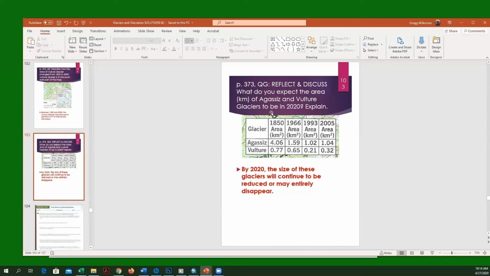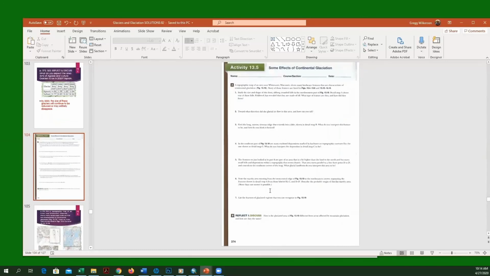Do you expect the area, what do you expect it to be in 2020? Well, you could be rigorous about it, I suppose, and plot it out on a graph and project it like we did in the earlier exercise, but I don't see a great value in that. So I will accept the answer of this generalization that, well, it looks like it's shrinking and may disappear. Goodbye, Agassiz and Vulture glaciers. Boo-hoo.